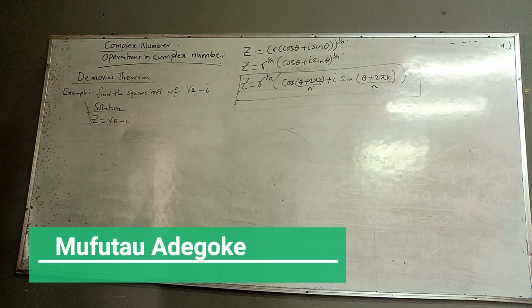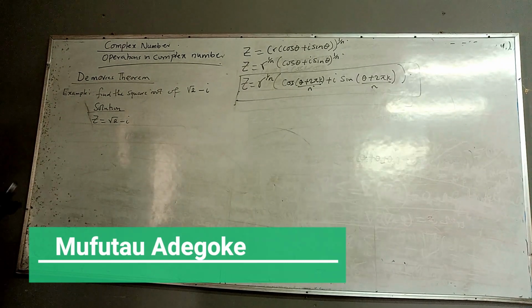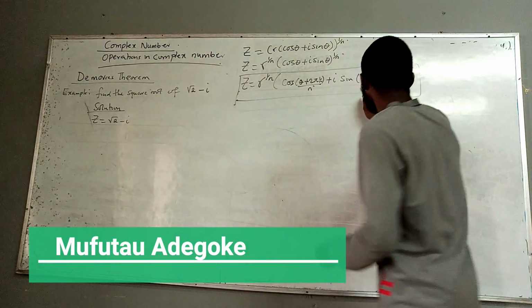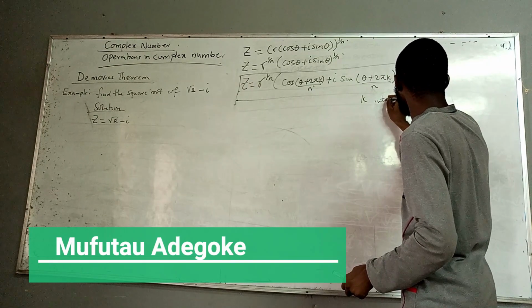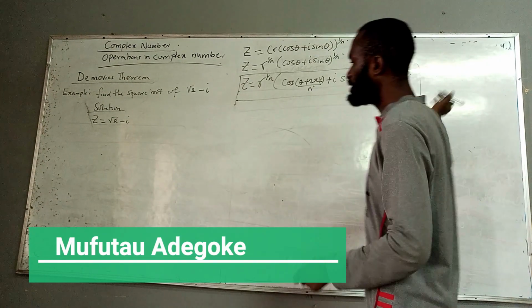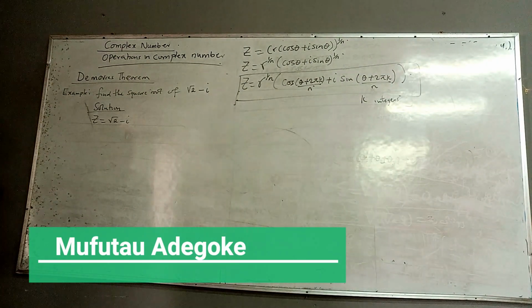What do I need? I need to get my r and I need to get my theta. From here, I can tell you that your k is an integer, a positive integer.